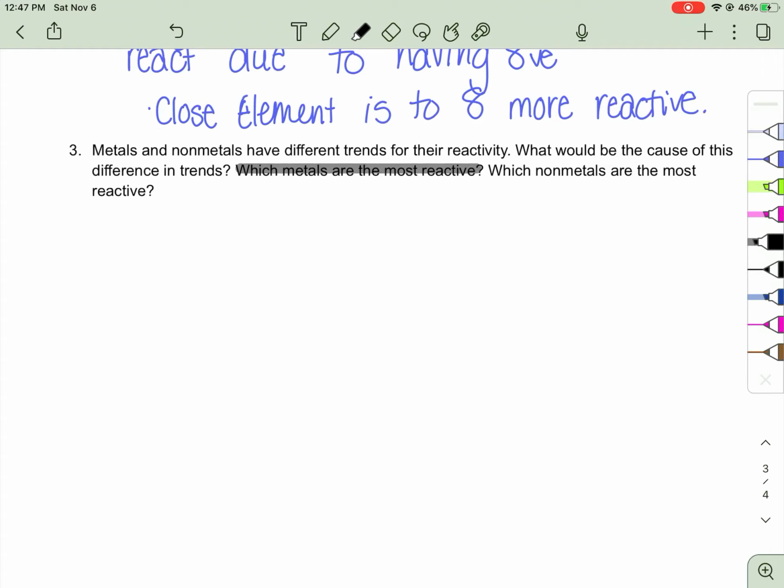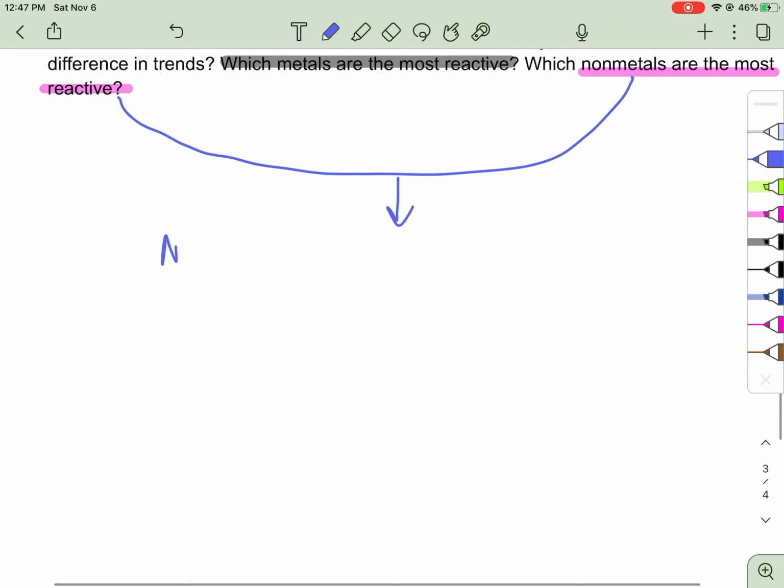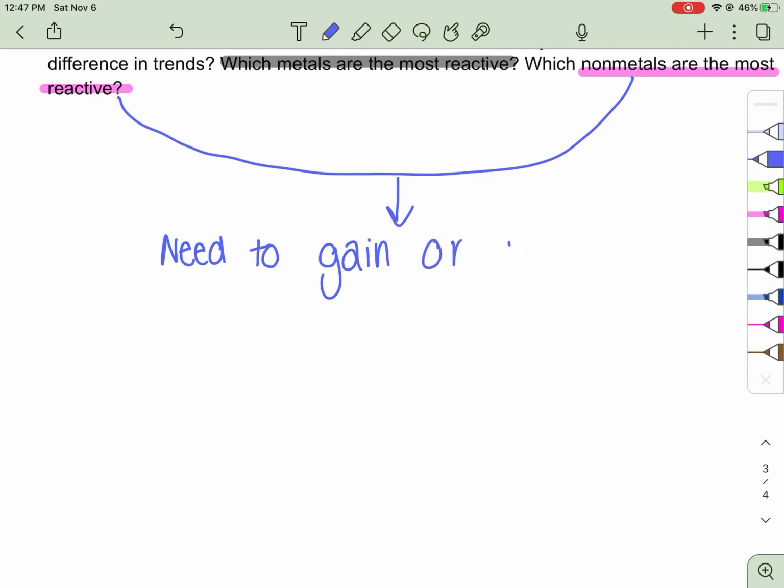When we look at non-metals, our trend becomes different. The reason for this, they need to gain or share. They need to gain or share to become stable. They're not going to lose.